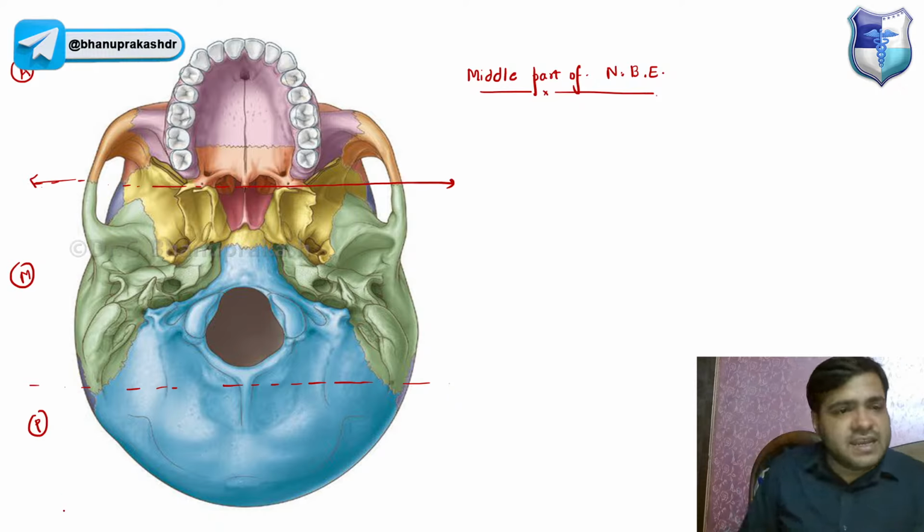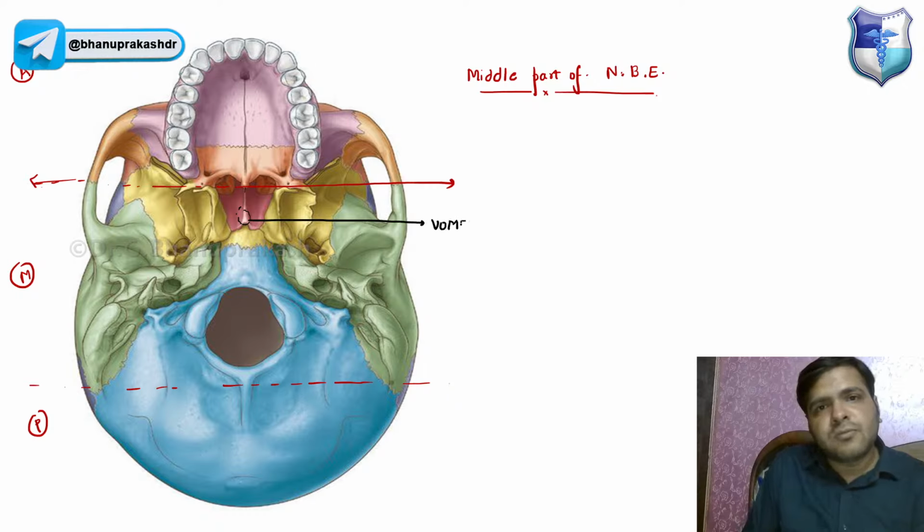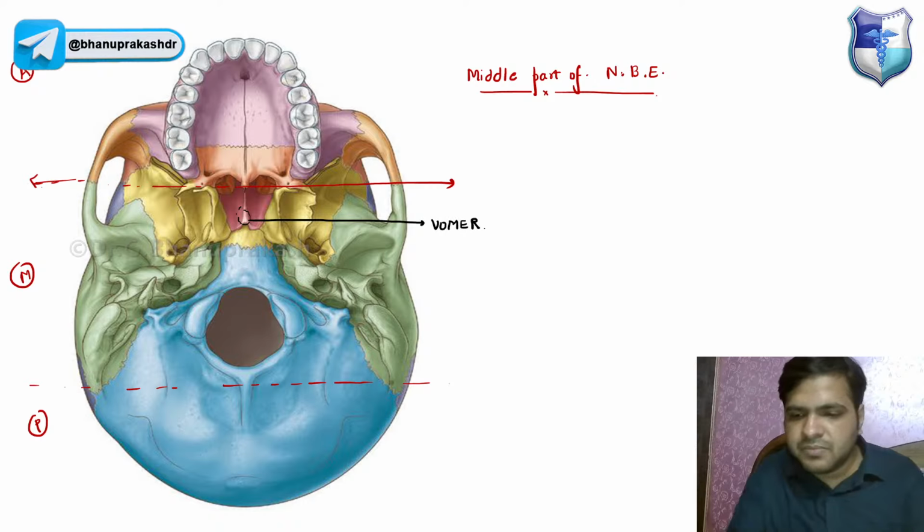Now, guys, anteriorly in the middle, we have this bone over here. If you can just appreciate, guys, this is called the vomer bone. This is called the vomer bone, right? And guys, remember, yes, this is the vomer bone.